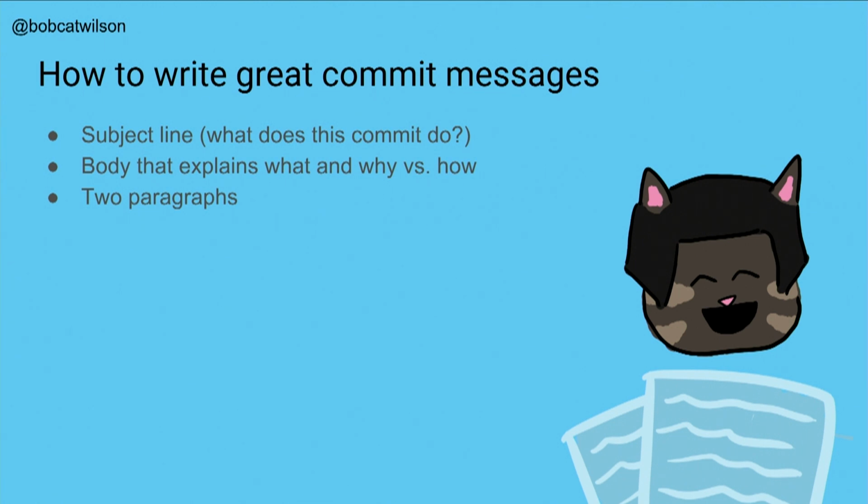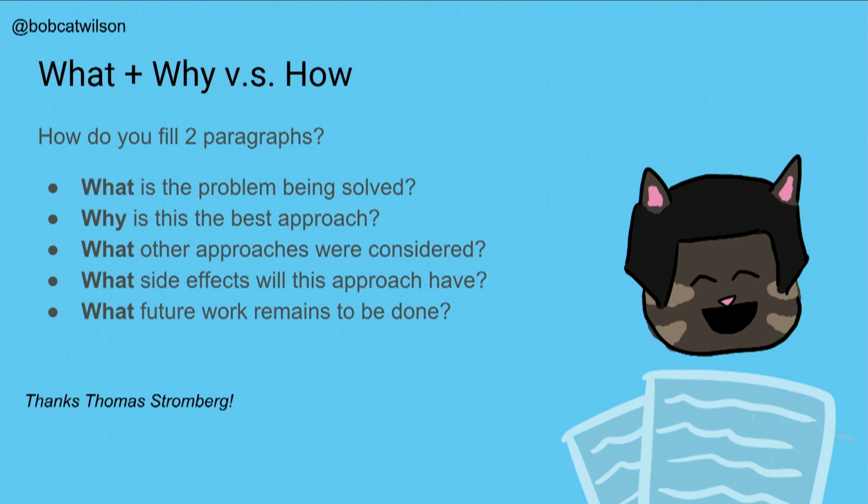And then something that I found really useful is I always try to aim for 2 paragraphs of information in every commit message. And that's 2 paragraphs that explain why I made the change, not what the change is. 2 paragraphs might seem like a lot, but this is the information that we really need to know about every commit. What is the problem that we're solving?